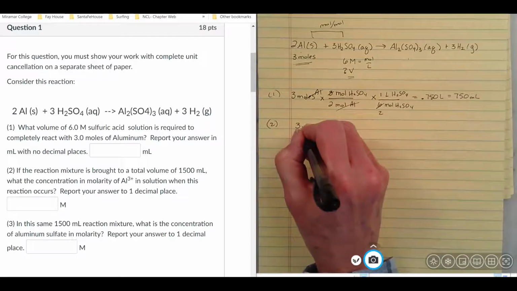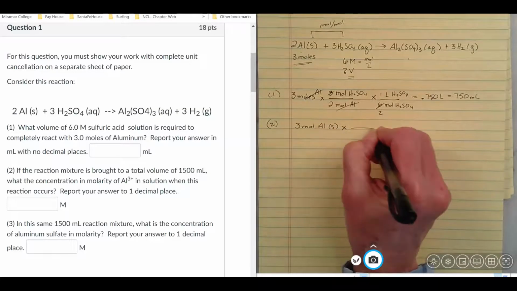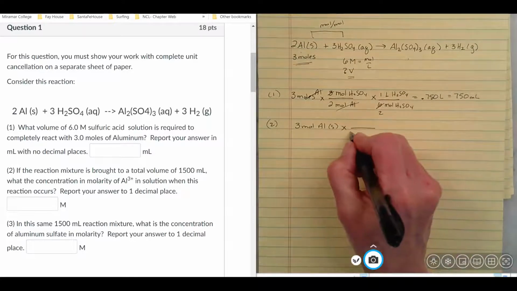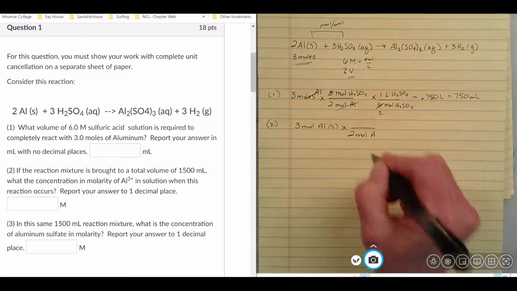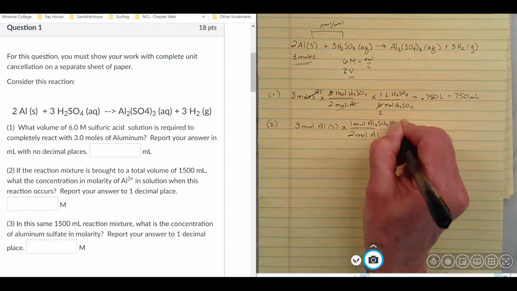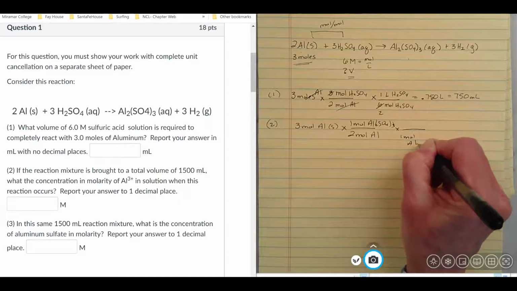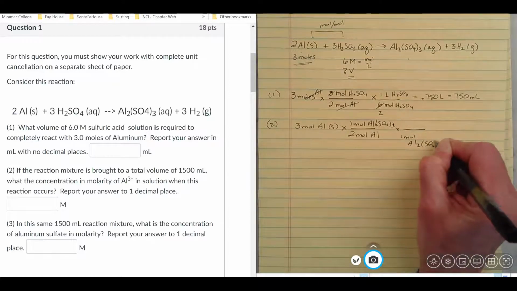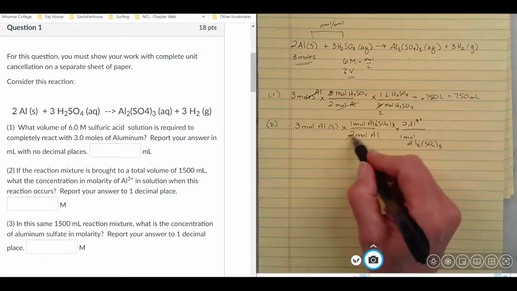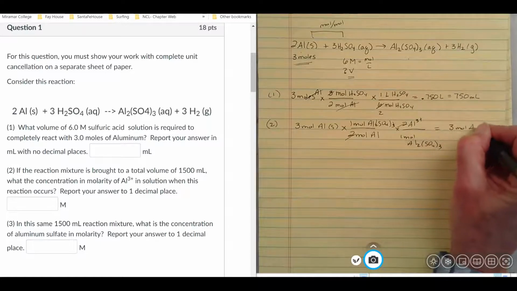So we started with 3 moles of aluminum, and it was solid. So I'm going to show it to you formally. It's 2 moles of aluminum per 1 mole of Al2(SO4)3. But then 1 mole of Al2(SO4)3, aluminum sulfate, gives us 2 moles of Al3+. And so you'll see that the 2's cancel. So that gives us 3 moles of Al3+.